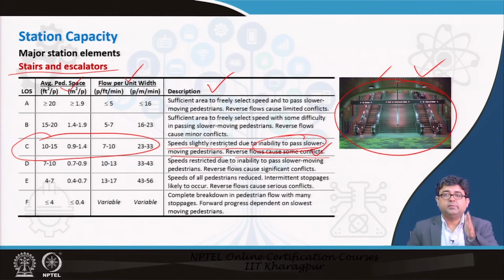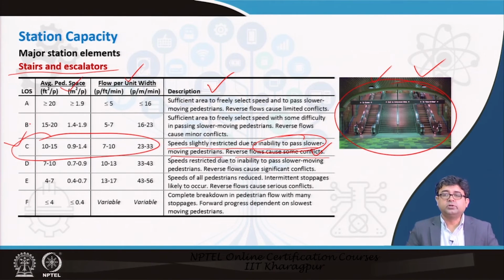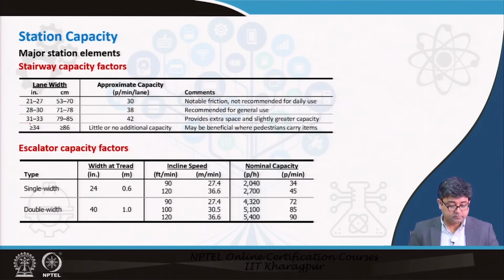That means one person may be trying to exit at a very fast pace, whereas another may be exiting at a slower pace, but due to high pedestrian volume, the quicker person may not be able to pass the slower person. That is a realistic situation. That is why I said that level of service C is usually the capacity at which these are designed.